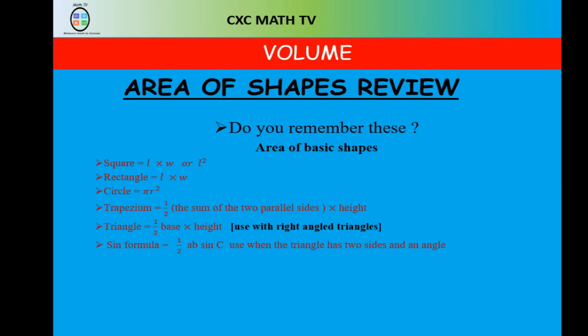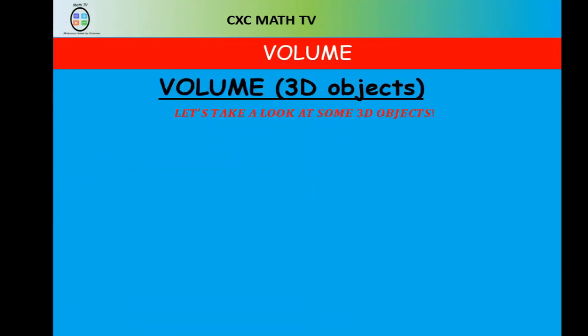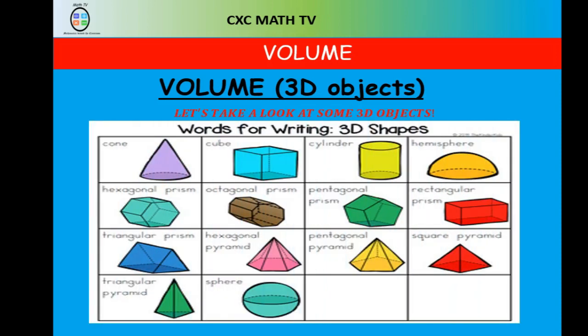And then you have to also remember Heron's formula in case you're given the three sides, right? And yeah, you have to use Heron's formula. So you have to remember how to find the area of basic shapes. Why? Volume. Let's take a look at some three-dimensional objects.